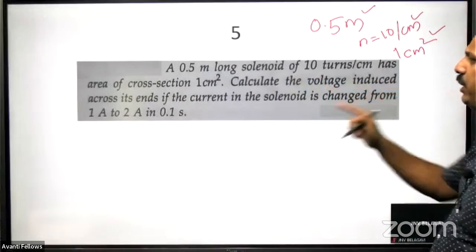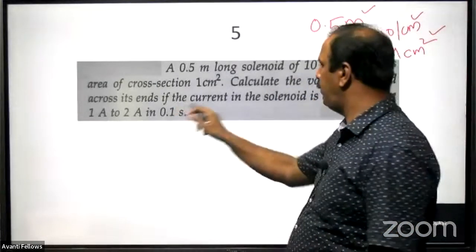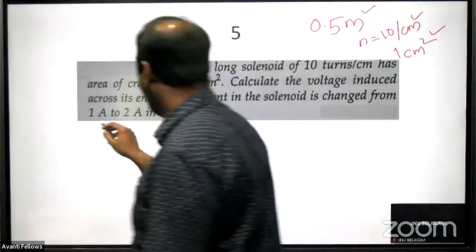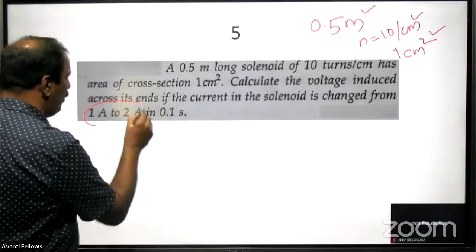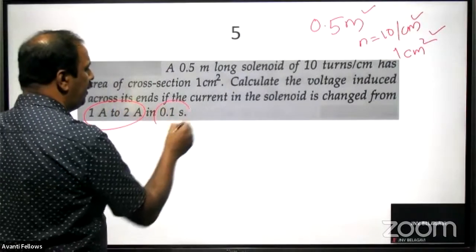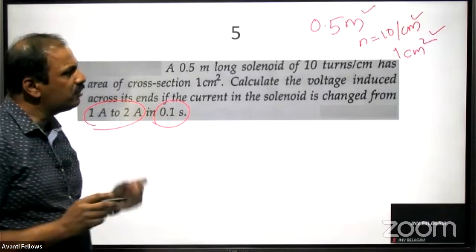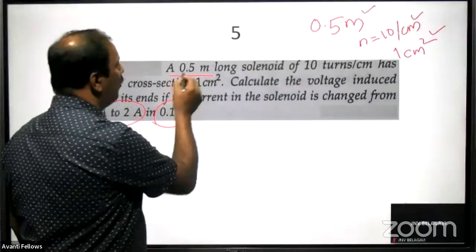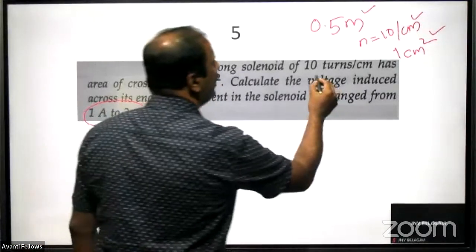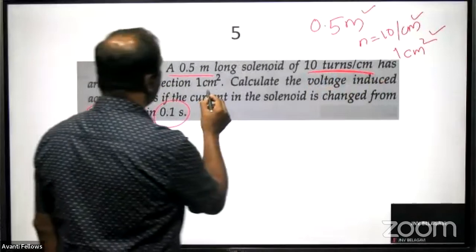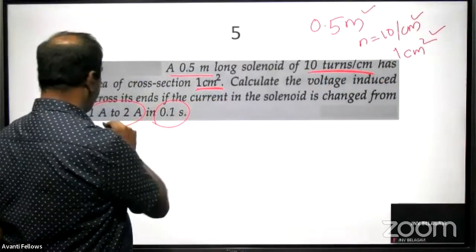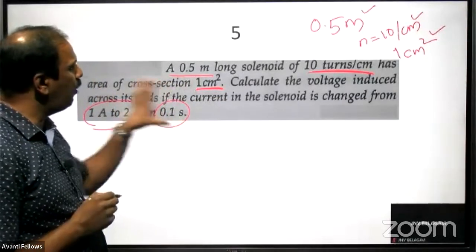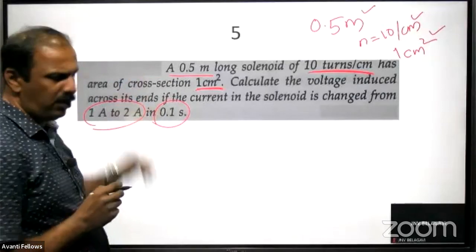Calculate the voltage induced across its ends if the current in the solenoid is changing from 1 ampere to 2 ampere in 0.1 seconds. This is very important. When such questions come, the first thing you have to check is the units. This is 0.5 meter, that's okay. Here you see turns per centimeter, and here also centimeter square. Here it is ampere, no problem. Here second also no problem. So we will go through all these values and see how to solve it.